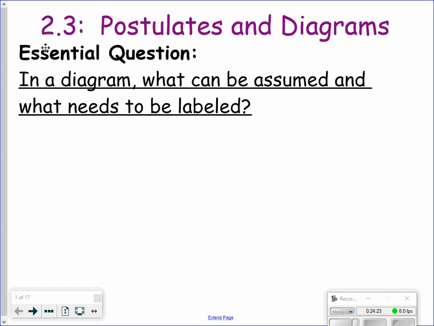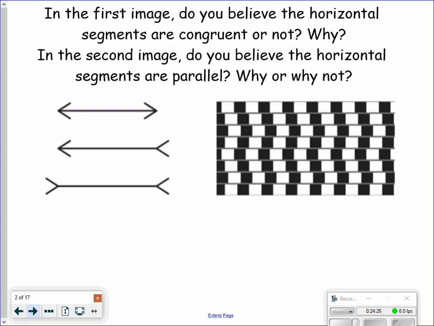Okay, so go to the left-hand side and try this. In the first image, do you believe that the horizontal segments are congruent or not? Why? In the second image, do you believe that the horizontal segments are parallel? Why or why not? So go ahead and pause this and look at that, and come up with what you think is going on here.